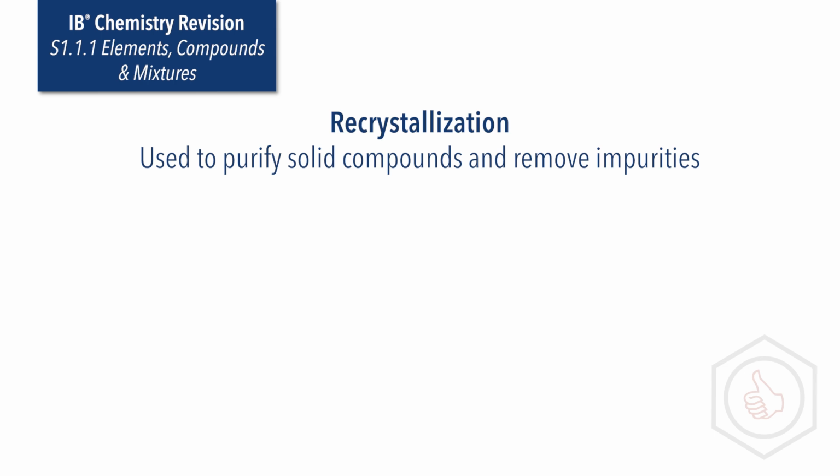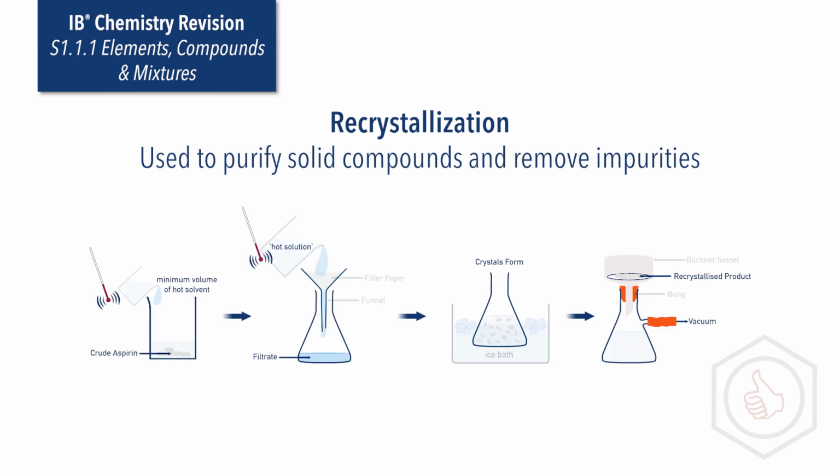Recrystallization is where we can purify a solid compound from a mixture of impurities. We dissolve the impure solid in a hot solvent and then cool it slowly. The desired compound will crystallize out as its solubility decreases in the solvent, but the impurities remain dissolved in the solution, meaning we end up with the solid desired compound, but the impurities remain in the solution.